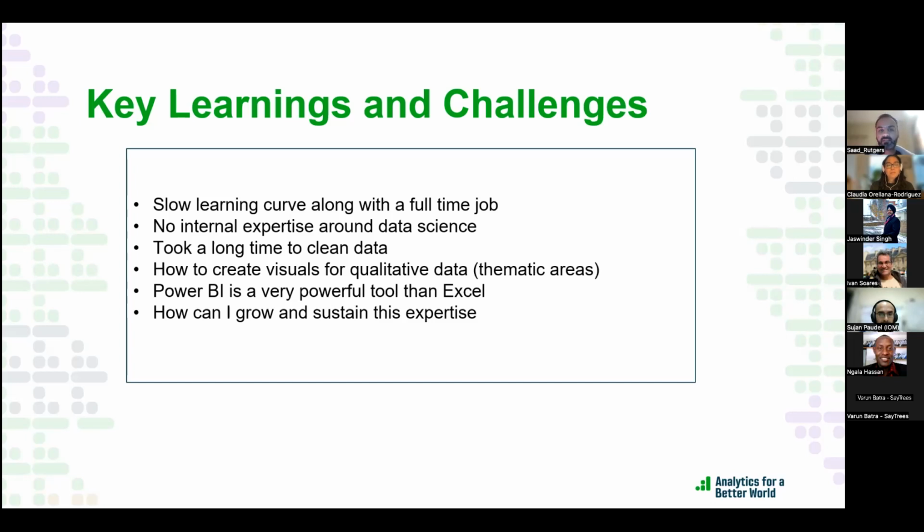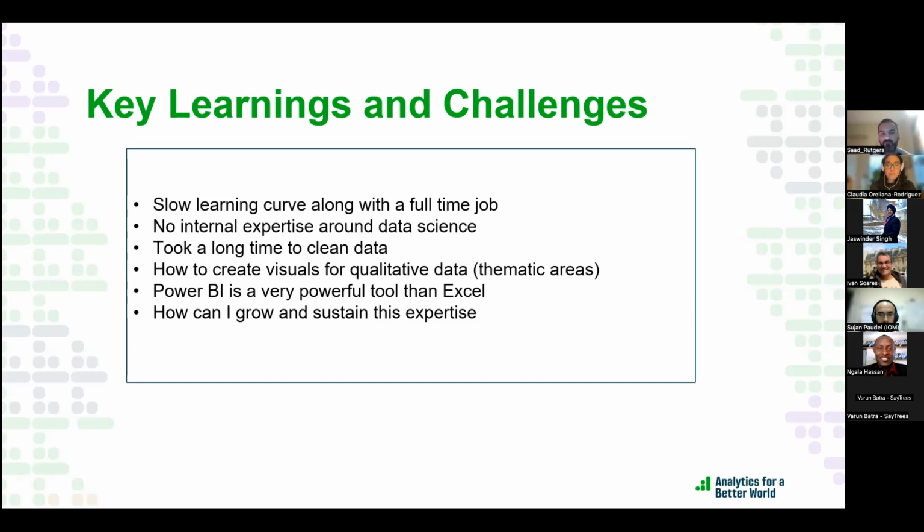Secondly, since there is no internal expertise around data science in Rutgers, it becomes a challenge to team up with someone or ask for internal help, advice, or to brainstorm with someone. It does become a challenge when you do not have someone to think along with you in terms of what we can get out.